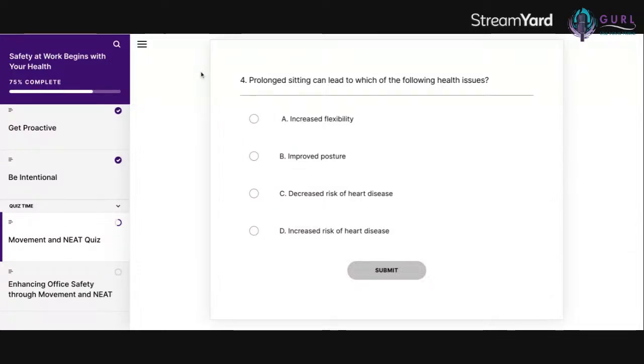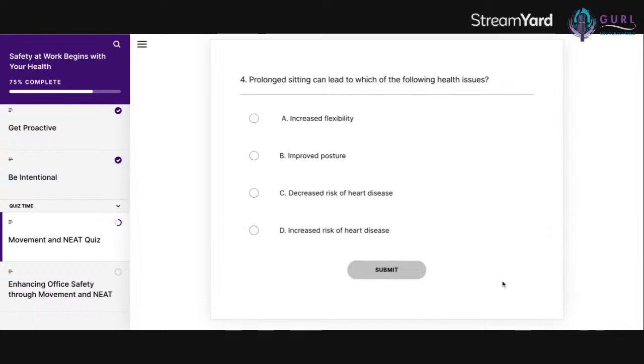Question number 4. Prolonged sitting can lead to which of the following health issues? Is it A, increased flexibility, B, improved posture, C, decreased risk of heart disease? I don't know why I can't speak right now. Or D, wait, did I say, okay, C or D? Let me read all these over. Okay, A, increased flexibility, B, improved posture, C, decreased risk of heart disease, or D, increased risk of heart disease.